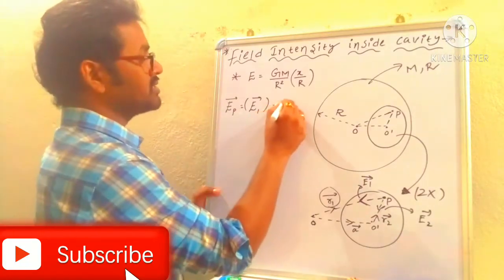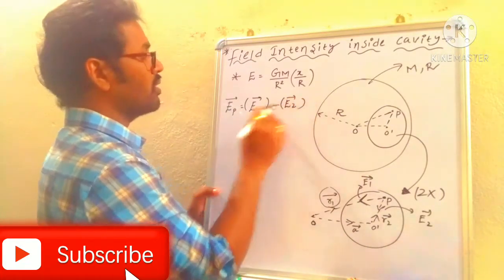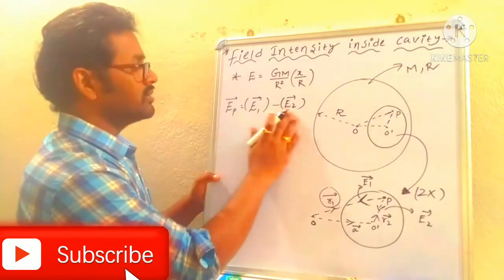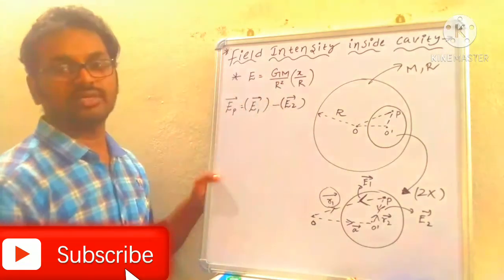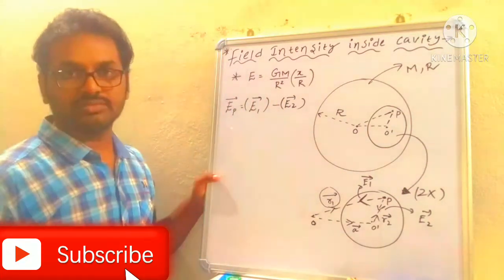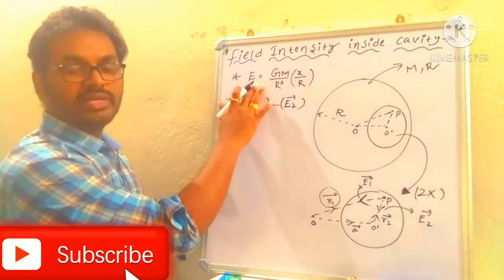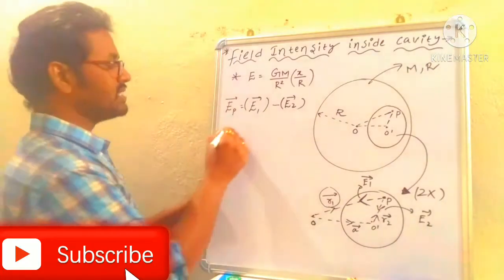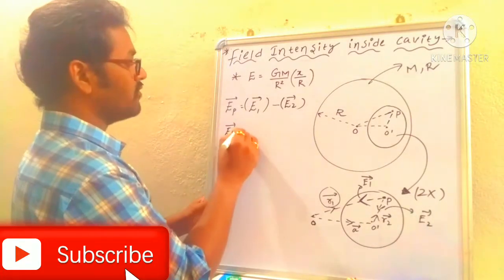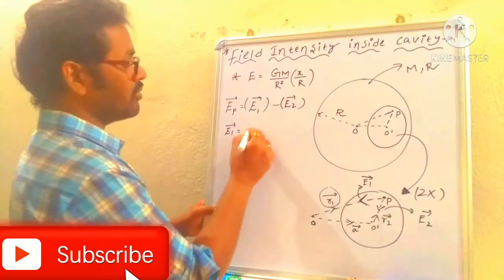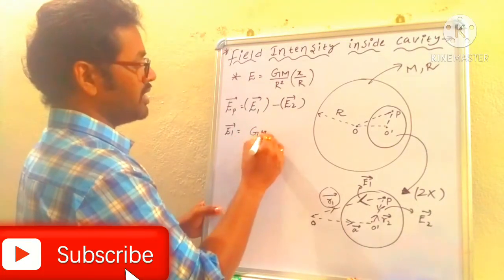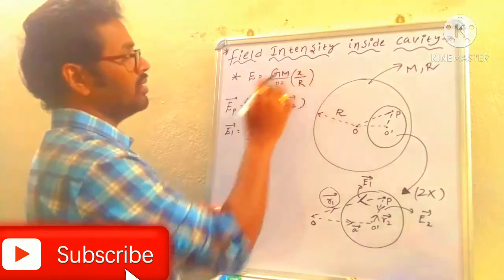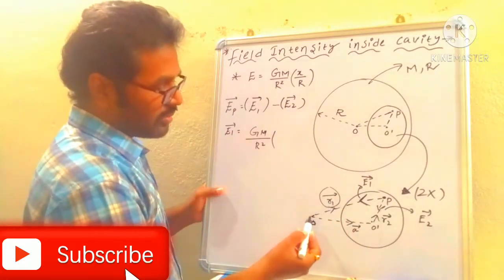Now, E1 bar minus E2 bar, we need to find what E1 bar and E2 bar are. We need to find these two expressions with the help of this equation. This is the field intensity at the inside point of the given sphere. Now write down what E1 bar is. We are writing in vector form. So E1 bar with this equation, how much is it? G m divided by r square into x, where x is the position vector.